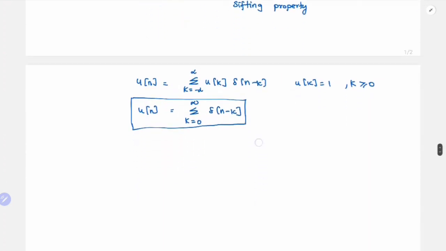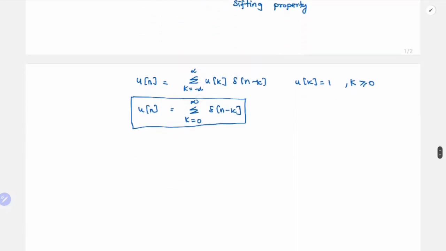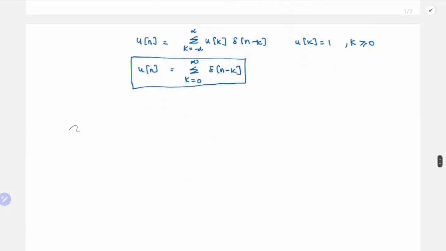Okay. Now let us see what happens when we pass this into a system. System output in terms of impulse response.